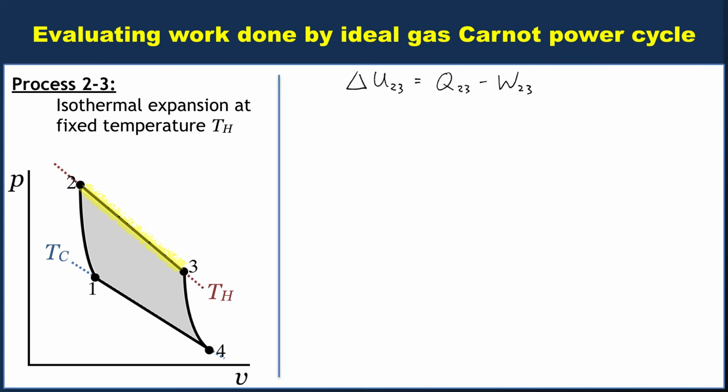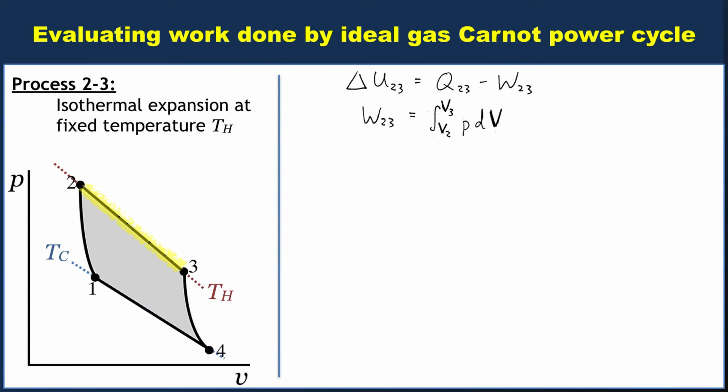We don't know Q23. In that case, conservation of energy may not be the way to go. Fortunately, we actually have a way of computing the work directly using the integral of PdV. So let's write that out. W23 must be the integral from V2 to V3 of PdV. Remember, that's how the work is defined.